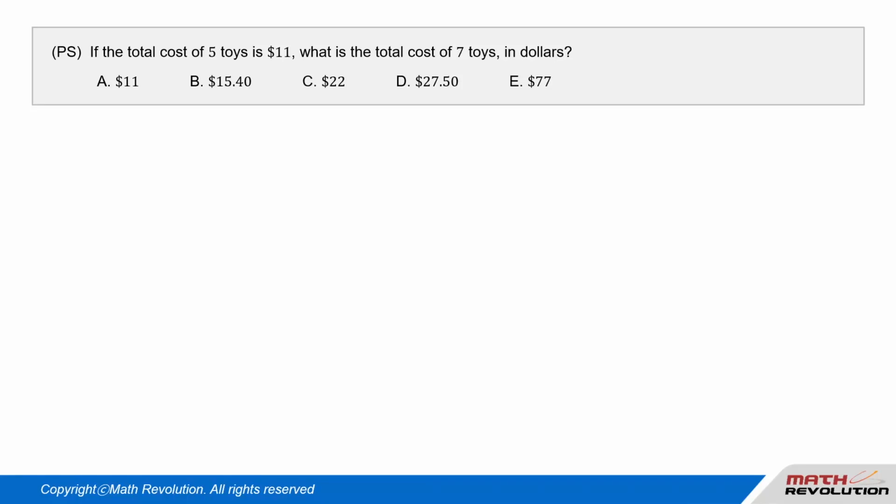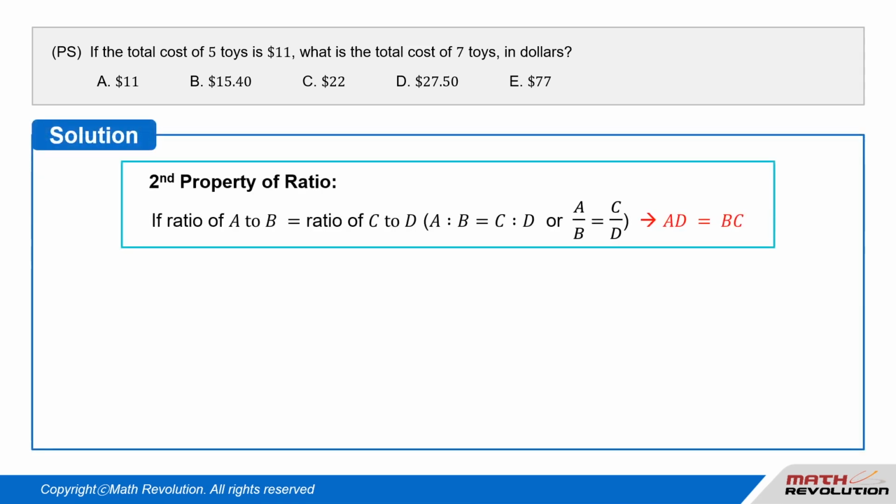Question 3. If the total cost of 5 toys is $11, what is the total cost of 7 toys in dollars? Solution. Second property of ratio.